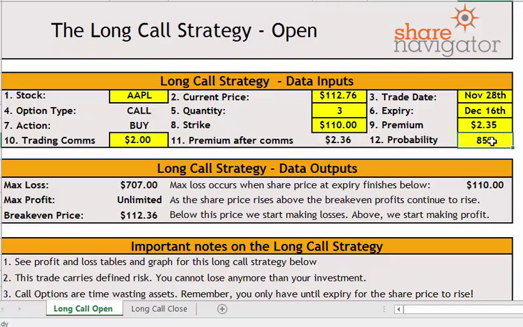And then our probability here, that's going to be given to you by your broker. If you have a good broker, you're going to have a probability calculator, which will tell you how likely your trade is to win. So let's say this trade is a 62% chance of winning.